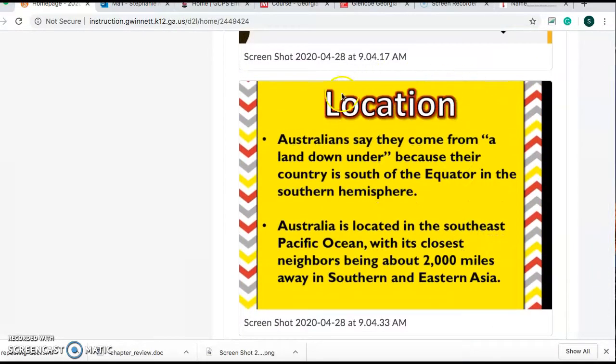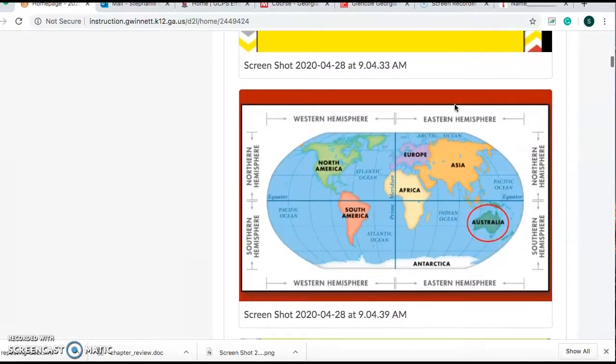Today's lesson is all about location. Location means where it's located. And this says that Australians say that they come from a land down under because their country is south of the equator in the southern hemisphere. Australia is located in the Southeast Pacific Ocean, with its closest neighbors being about 2,000 miles away in southern and eastern Asia. So if you look at this map, it's kind of by itself, right? This line is the equator. And Australia is the only continent that lies completely under the equator.